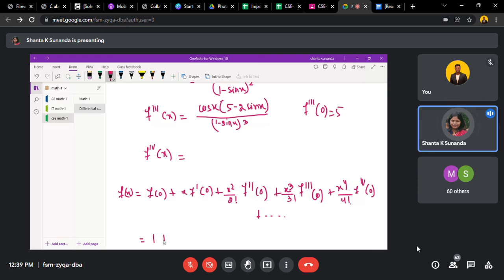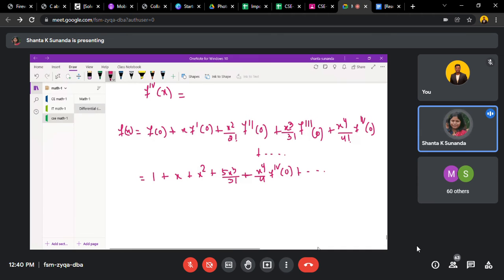So here 1 plus 2x. What did you find f dash to be? 1. So it is 1 plus x plus x square plus 5x cube by 6. Then this one you have not found. Okay, this is what you are getting, all of you, this much.